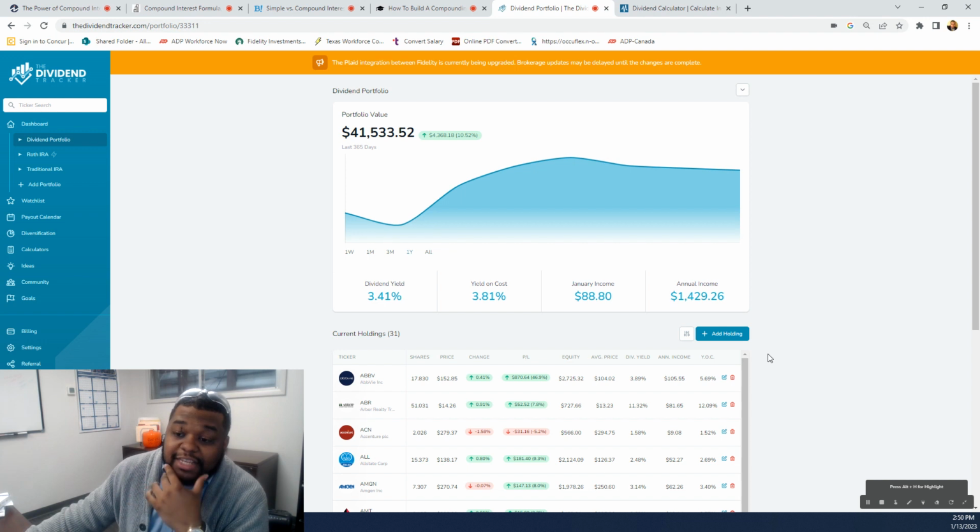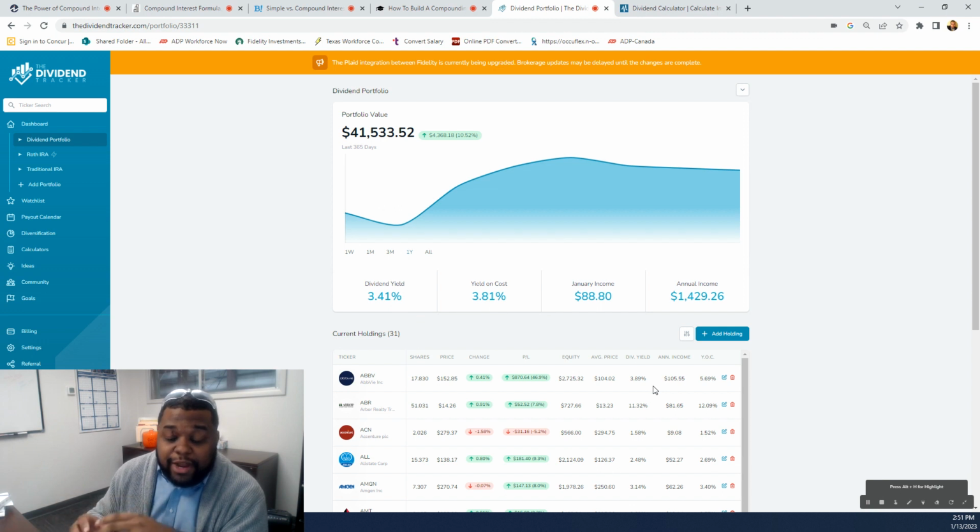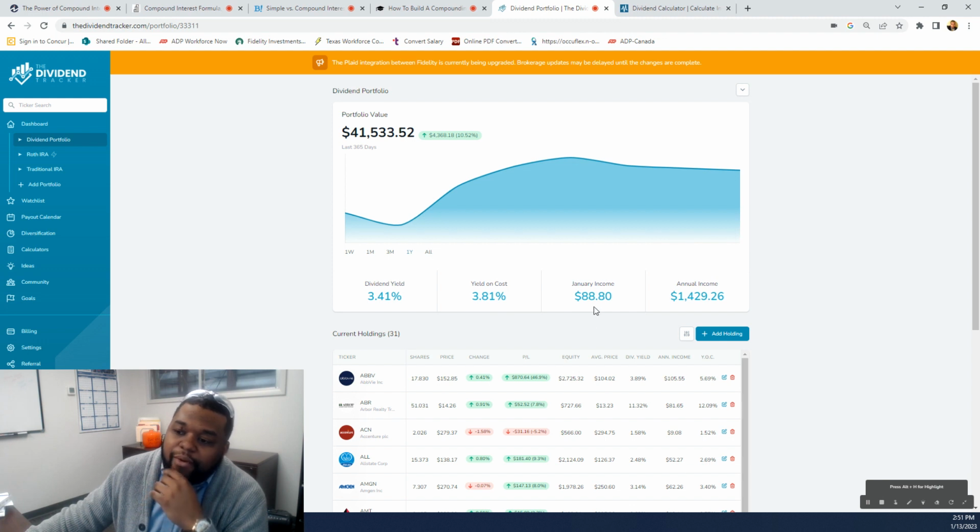Also, I just wanted to show you that this is my portfolio. My portfolio has a 3.41% dividend yield. So if you were to buy all the stocks in my portfolio right now, you would be averaging right around 3.41%. But because I've had my portfolio for 5+ years, I'm really yielding on cost, yielding 3.81%. And for the month of January, I'm going to be making roughly $88, and my annual income is $1,429.